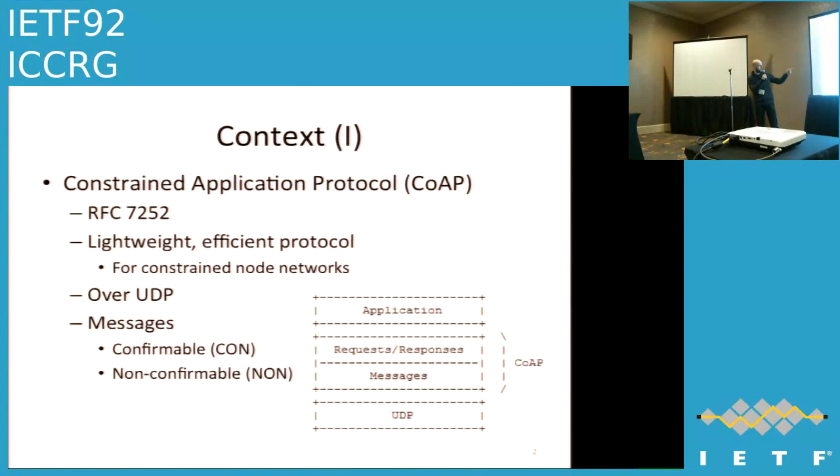The messages can be sent as confirmable or CON messages, which require the receiving destination endpoint to send an acknowledgement, whereas it's also possible to send messages as non-confirmable messages, NON messages, which don't trigger an acknowledgement from the receiving destination.